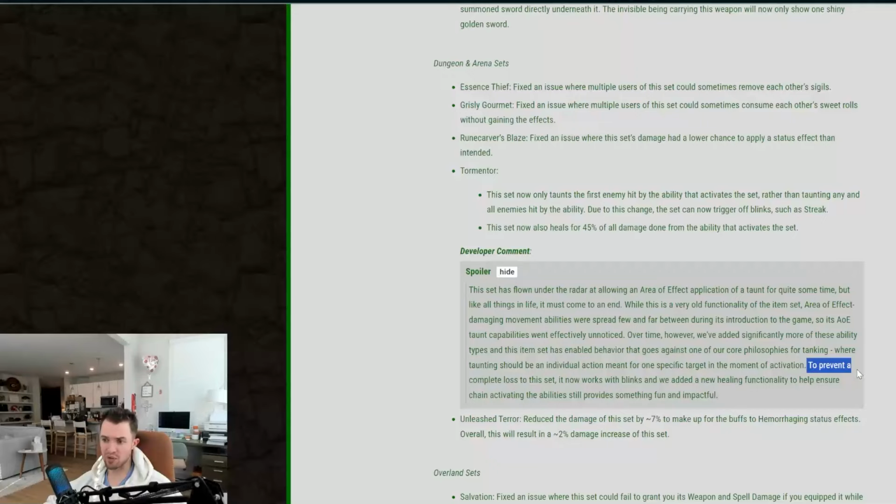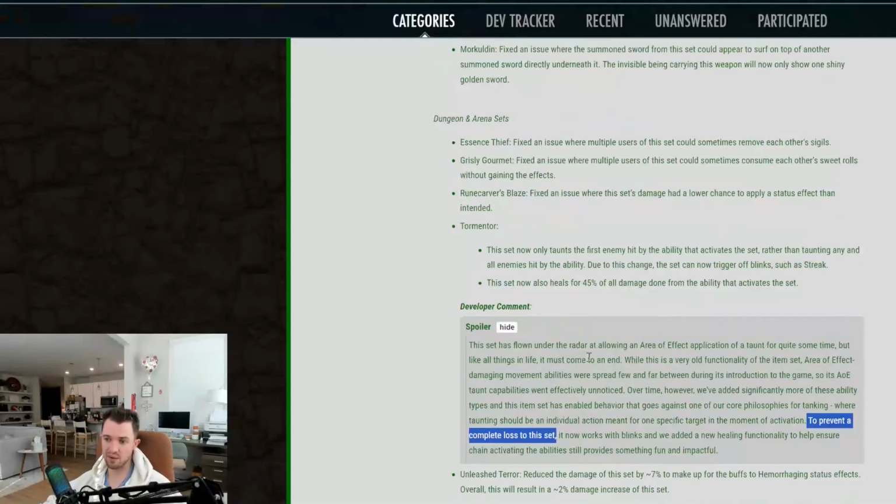Okay, so this set is a complete loss now. The only reason that people used Tormentor, and I'd love to see a build that used it for a different reason, the only reason people used Tormentor was for an AoE taunt. Nobody used it for anything else, honestly. Because having a different application of a single target taunt is not worth a 5-piece bonus at all.